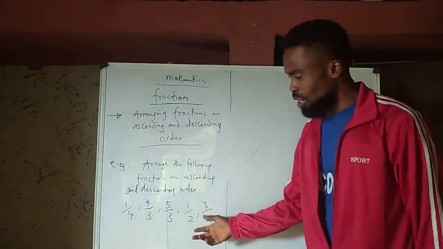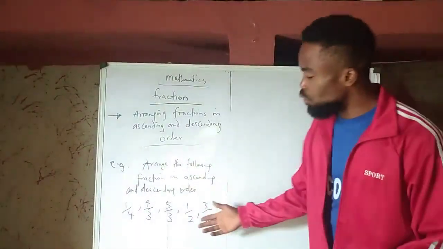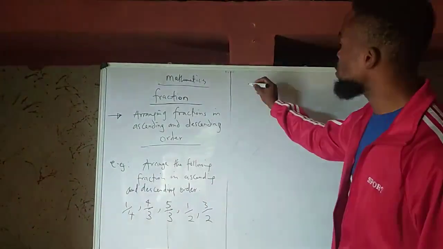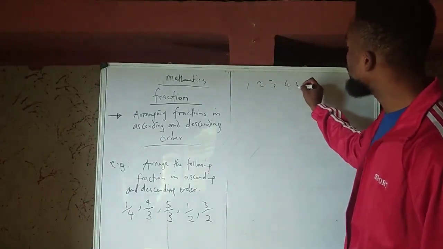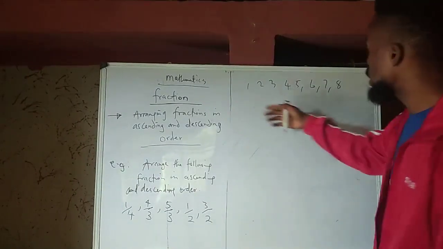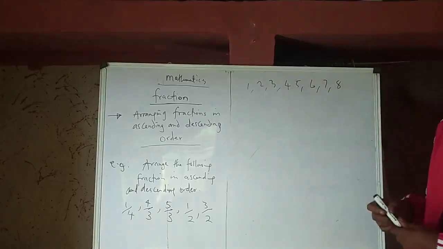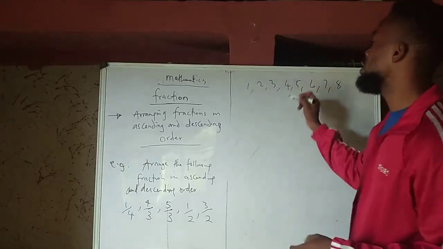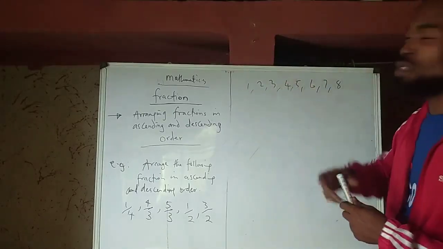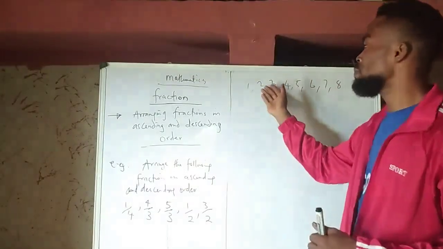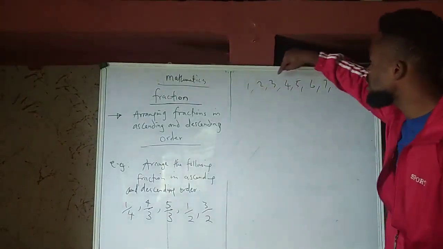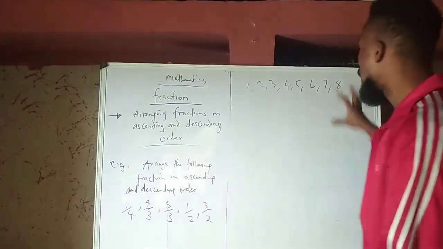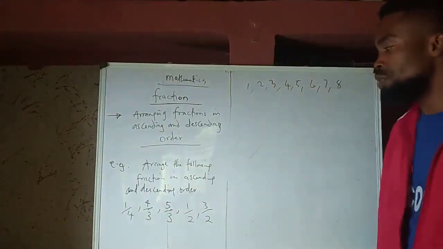So how do we know? What that means is, how do we know the order in which these fractions are bigger than each other? Look at 1, 2, 3, 4, 5, 6, 7, 8. You see these numbers are in ascending order, in increasing order, so the succeeding term is always bigger than the preceding term. Like 4 is bigger than 3, 5 is bigger than 4, 6 is bigger than 5, 7 is bigger, and all that. So how do we now know the order in which these fractions are?